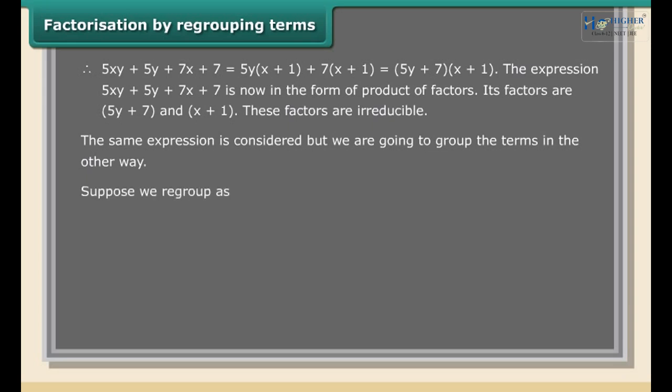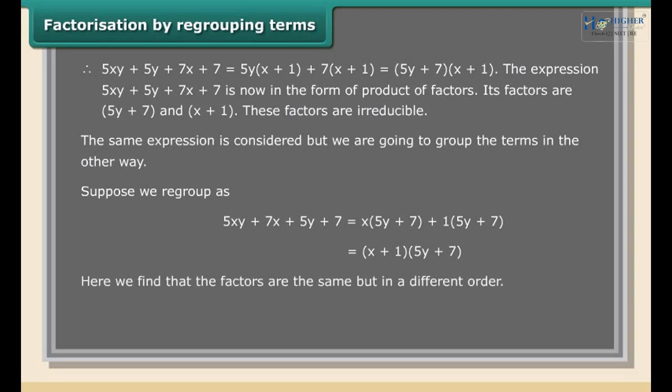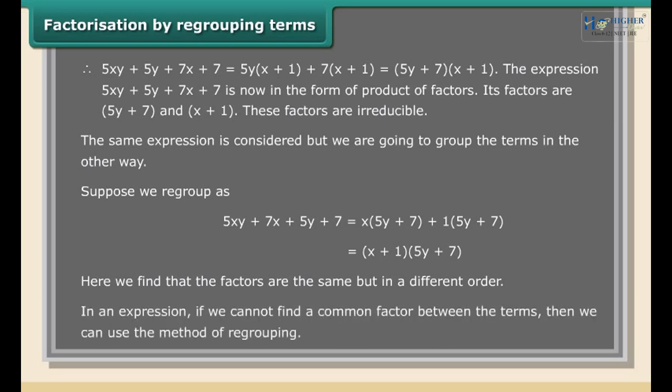The same expression is considered, but we are going to group the terms in the other way. Suppose we regroup as 5xy + 7x + 5y + 7, which is equal to x(5y + 7) + 1(5y + 7), which is (x + 1)(5y + 7). Here we find that the factors are the same but in different order. In an expression, if we cannot find a common factor between the terms, then we can use the method of regrouping.